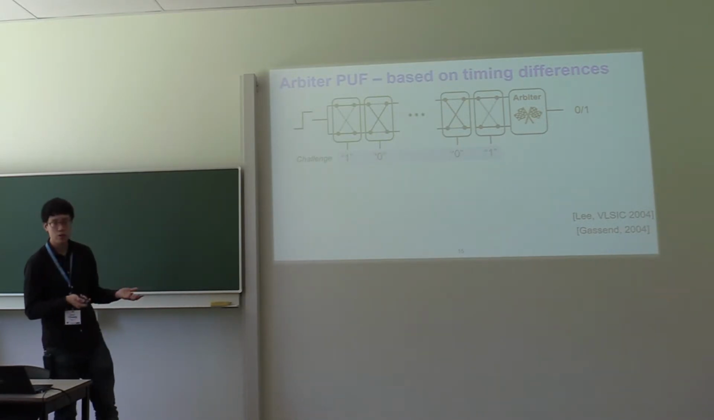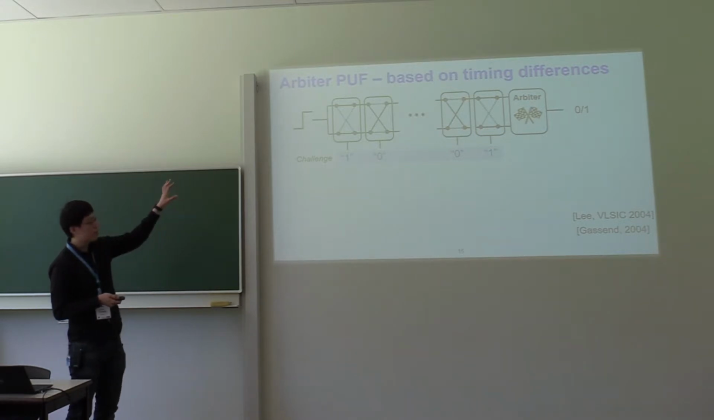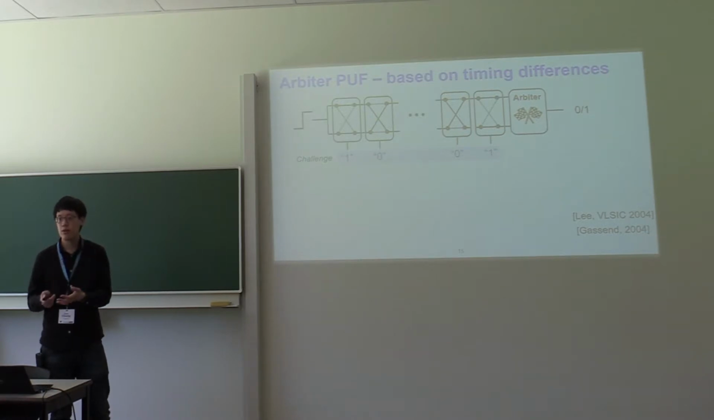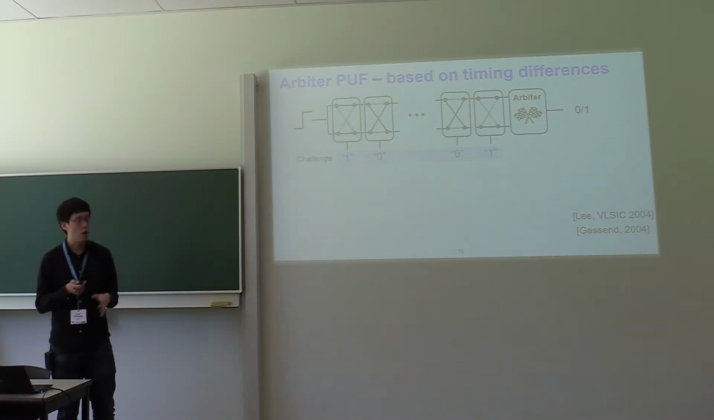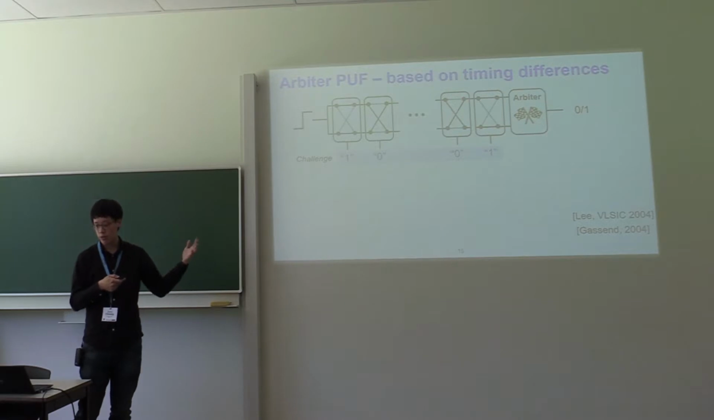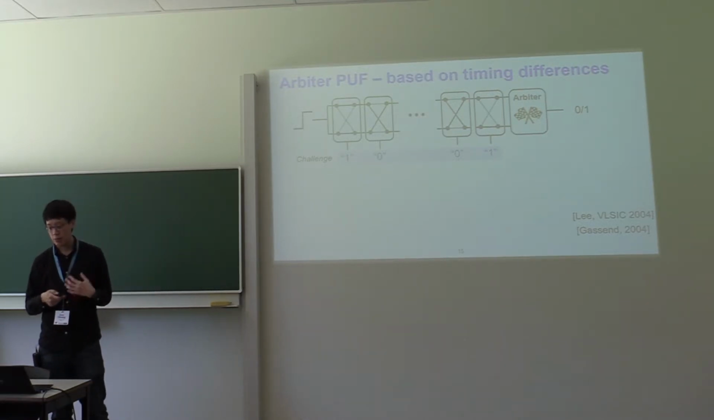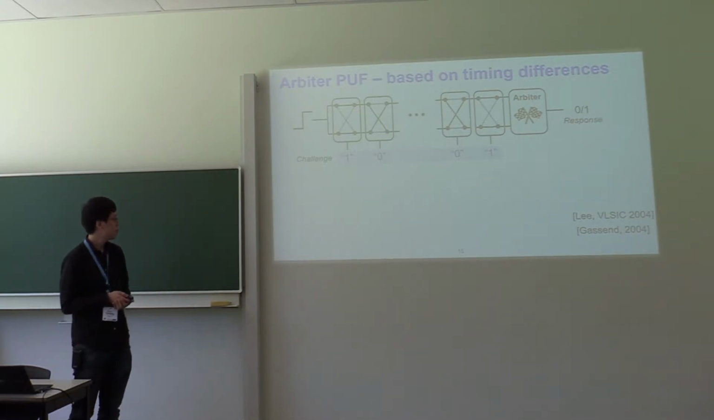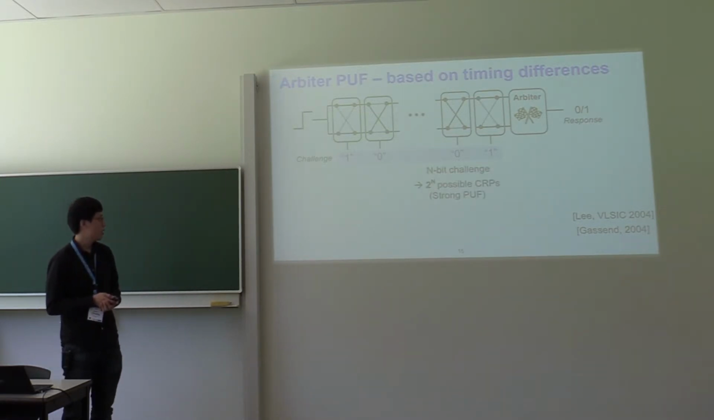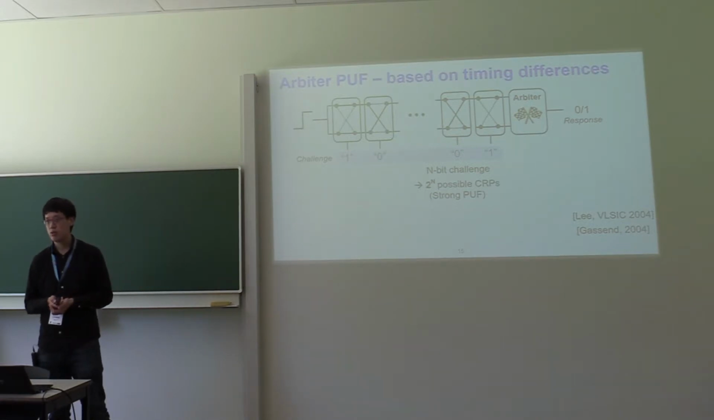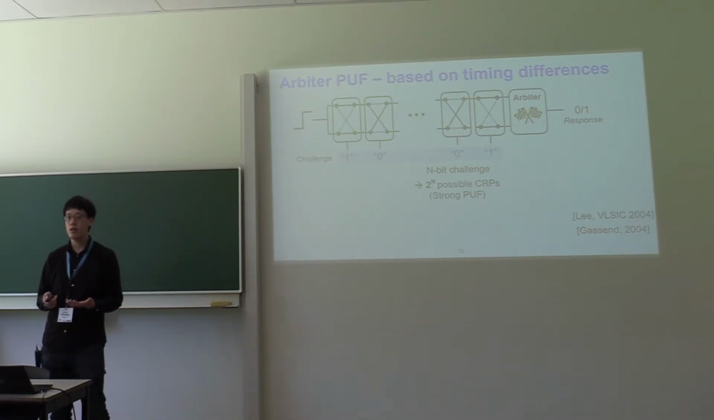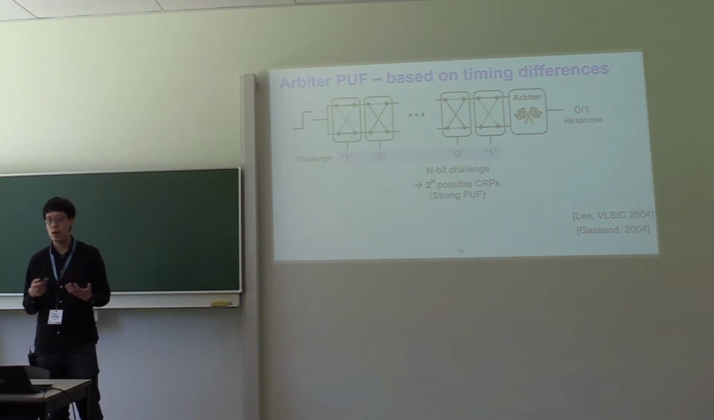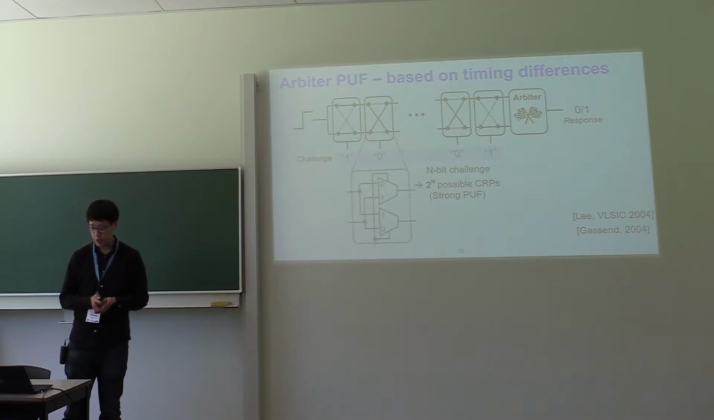Based on this challenge, you get a different configuration of these circuits, which results in a different timing difference, and this timing difference is determined by the arbiter circuit. If the upper one is faster, it becomes a 1, and if the lower one is faster, it gives a 0. So if you have n bits of challenge, you can have 2 to the power n challenge combinations, and also 2 to the power n challenge-response pairs.